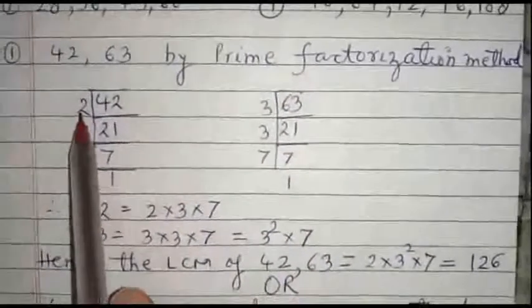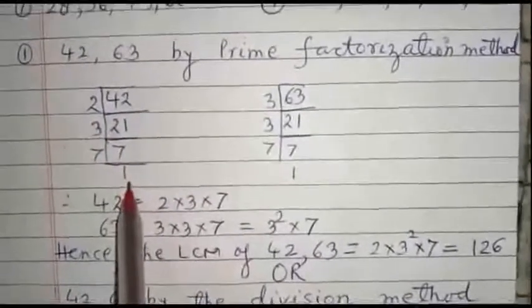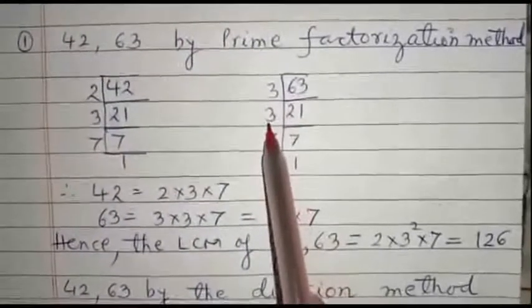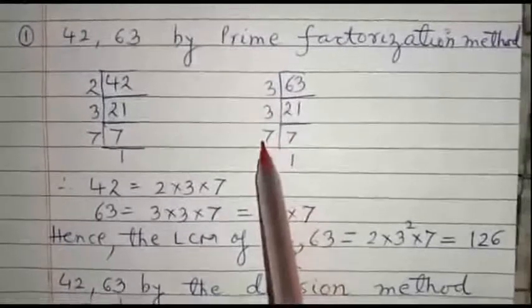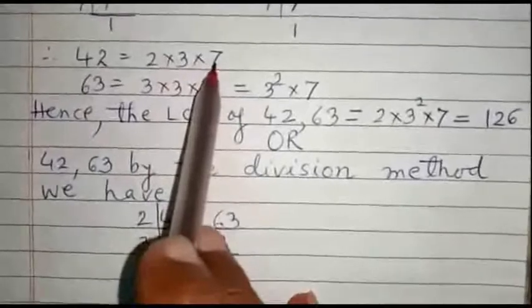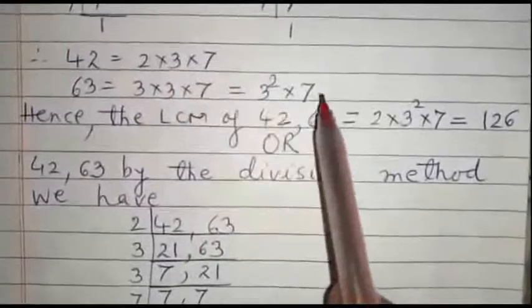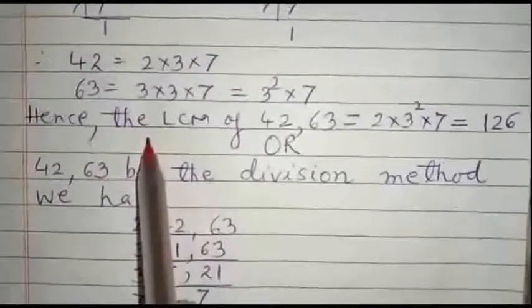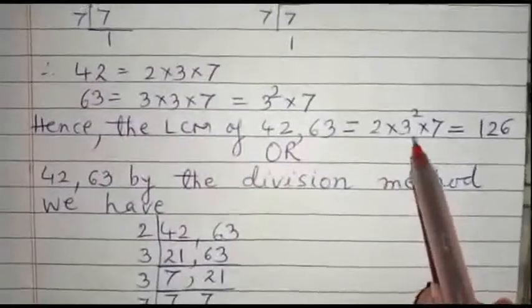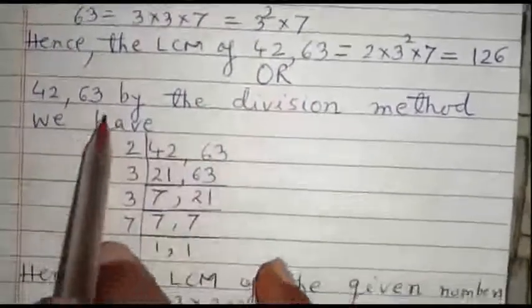42 divided by 2 we will get 21, divided by 3 we will get 7, 7 divided by 7 we will get 1. Now 63 will be divided by 3, we will get 21, 21 will be divided by 3, we will get 7, 7 will be divided by 7, we will get 1. Therefore 42 is equal to 2 into 3 into 7, 63 is equal to 3 into 3 into 7, 3 square into 7. Hence the LCM of 42, 63 is equal to 2 into 3 square into 7 is equal to 126. Now we are showing by another method known as division method.